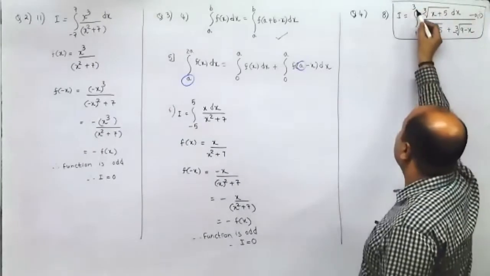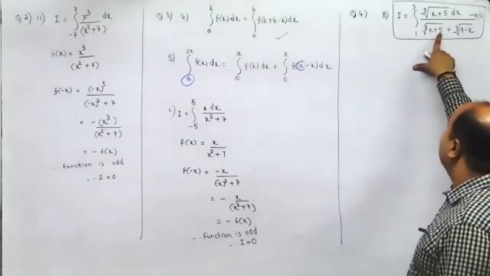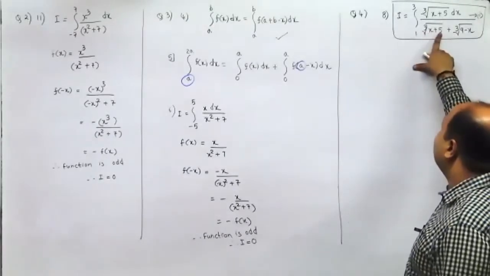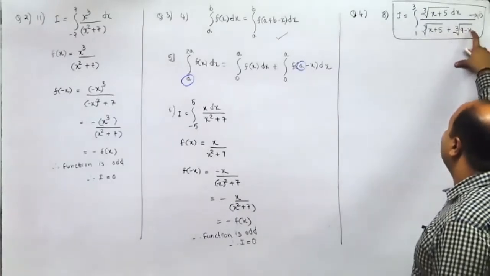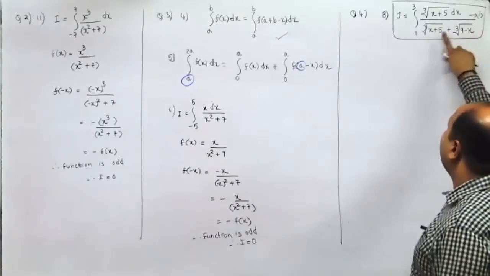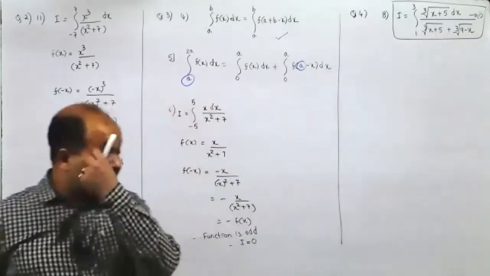If you see, 1 plus 3 is 4. If I replace x with 4 minus x, this would be 4 minus x plus 5, that is 9 minus x. And here when I replace it with 4 minus x, I'll get 5 plus x. That means the denominator gets interchanged. So I have to use this property.